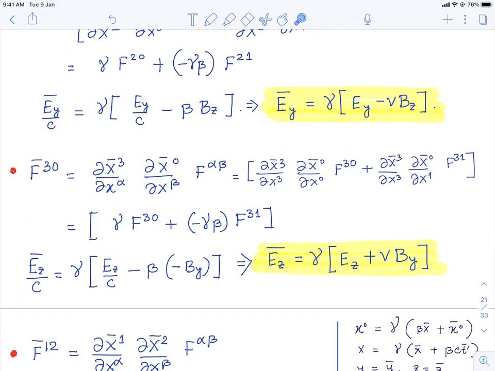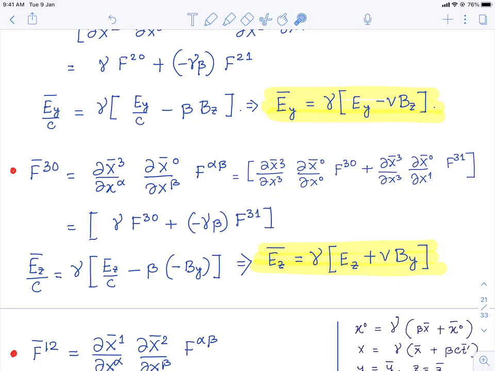Okay, so similarly, if 30 is the EZ component, again, you use the fact that alpha in this expression can be non-zero only for alpha equal to 3. And if alpha equal to 3, this is non-zero, then this is x naught. So this beta can be 0 or 1. So it is either 0 or 1.